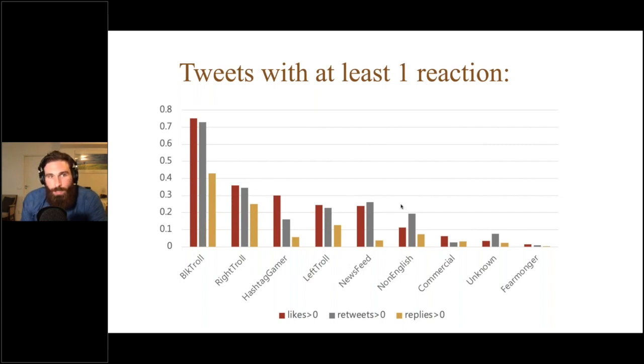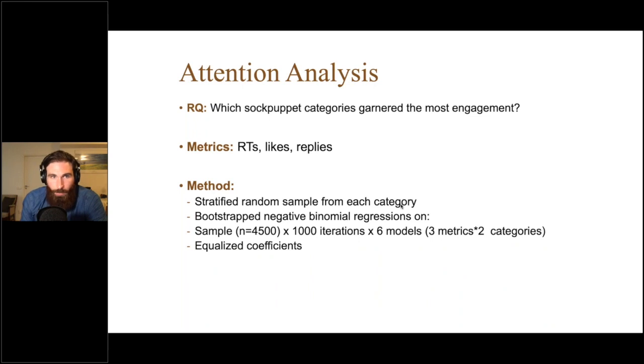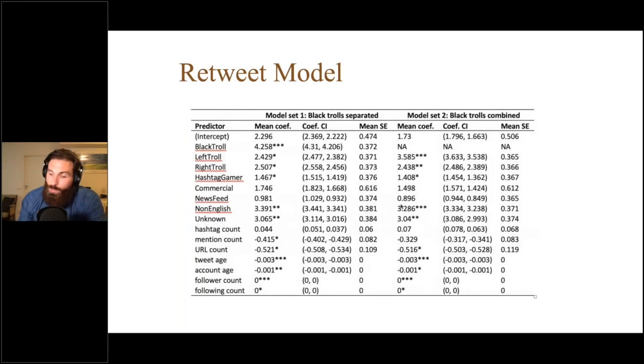So we decided to test this at a more statistical level by looking at which sock puppet categories, or which fake impersonated accounts, got the most engagement in terms of retweets, likes, and replies. We did a bunch of statistics I won't go into here, but these are the results, and I'll explain to you how these tables work. Essentially, if you see an asterisk, it means that, for this case, retweets, the identities on the left were correlated with getting retweets.